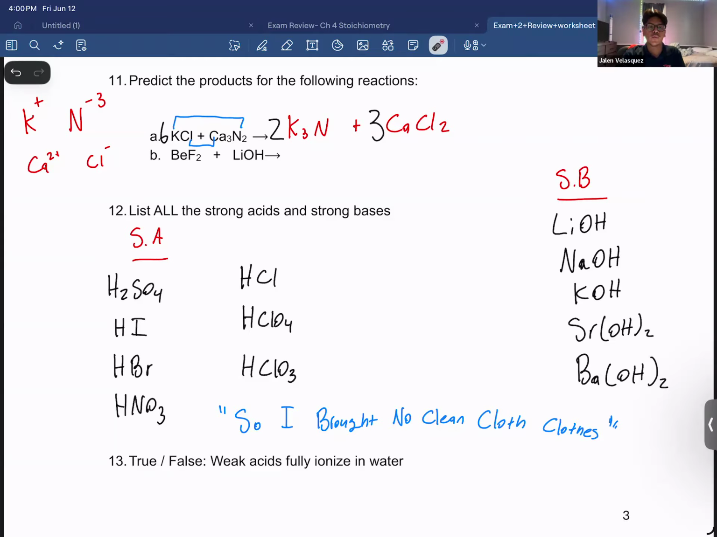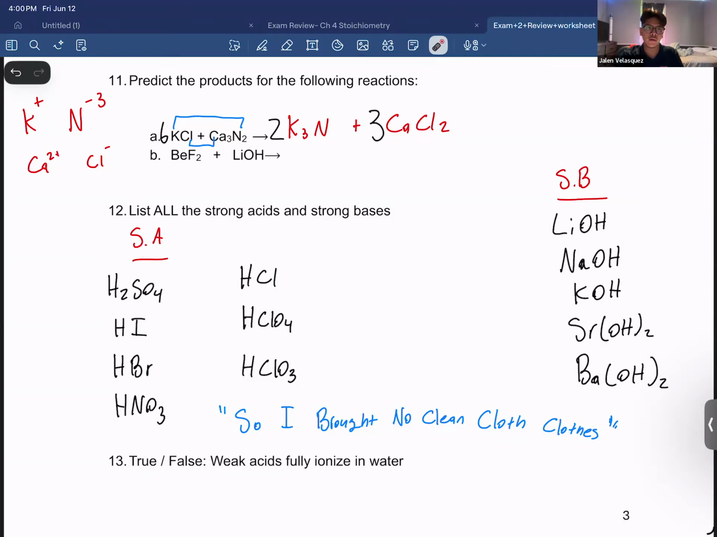Another way that you can identify an acid, they all have the H in front, right? Now, looking at the strong bases, you notice they all have the polyatomic ion hydroxide, right? And it's mainly the group 1 and 2 metals. So we have lithium, sodium, potassium, and they have the hydroxide with them.